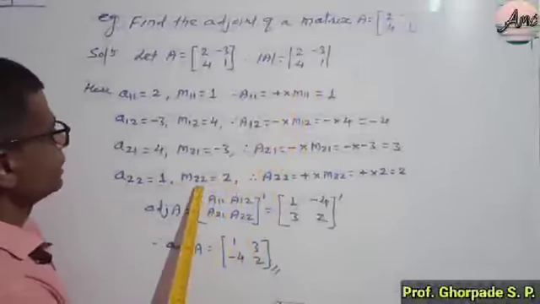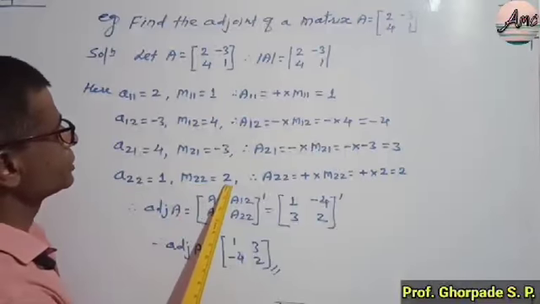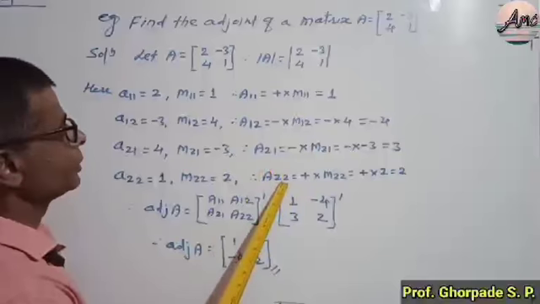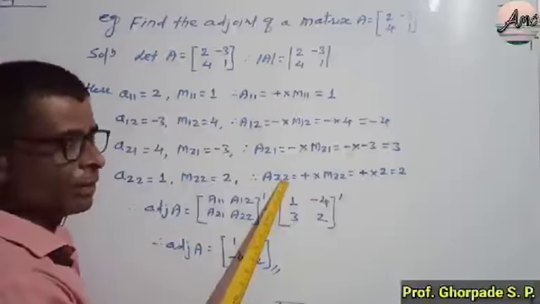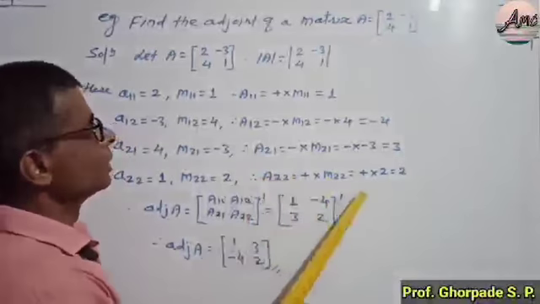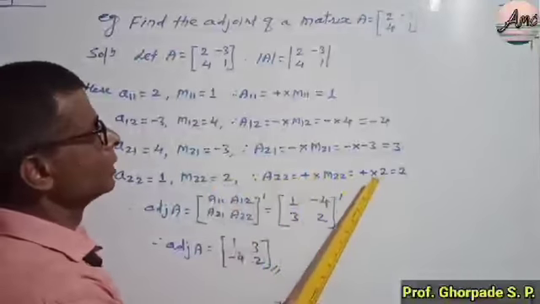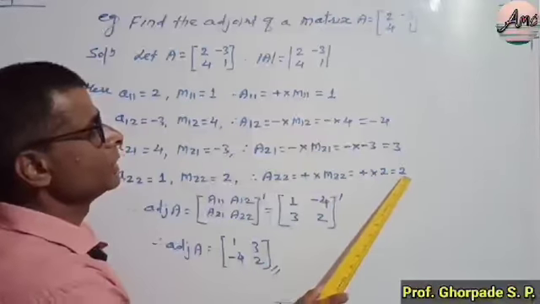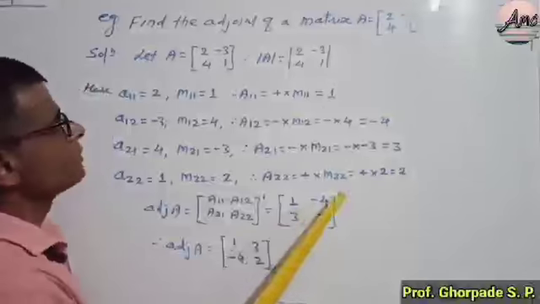Then a22 is what here? 1. Its minor M22. What is its minor? 2. Then the cofactor A22. 2 plus 2 is what? 4. Even number. You start with plus. Plus into M22. What is M22 here? 2. Plus 2 into plus 2 is what? 2 only. So now we got the cofactors.